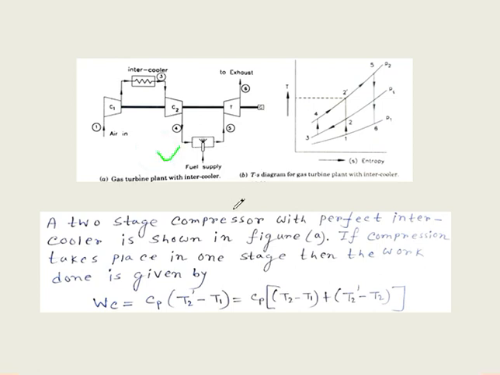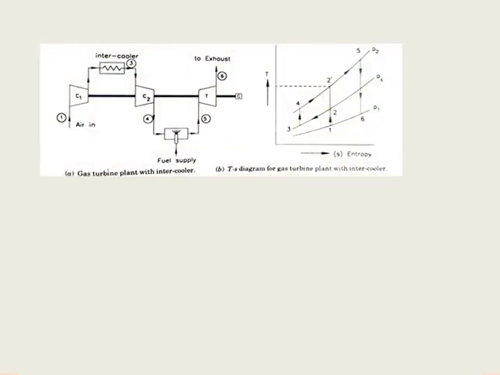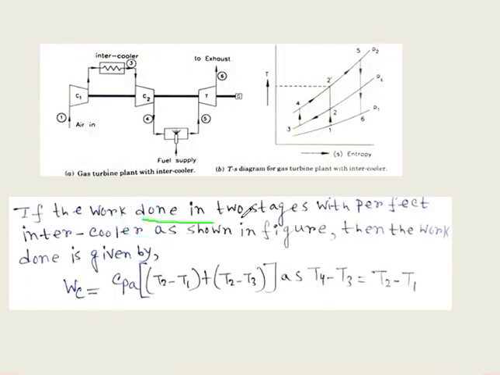If compression takes place in one stage, then the work done is given by Wc = Cp (T2' - T1) = Cp [(T2 - T1) + (T2' - T2)]. If the work is done in two stages with perfect intercooler as shown in this figure, then the work done is given by Cpa [(T2 - T1) + (T4 - T3)] = Cpa [(T2 - T1) + (T2 - T1)], as T4 - T3 equals T2 - T1.